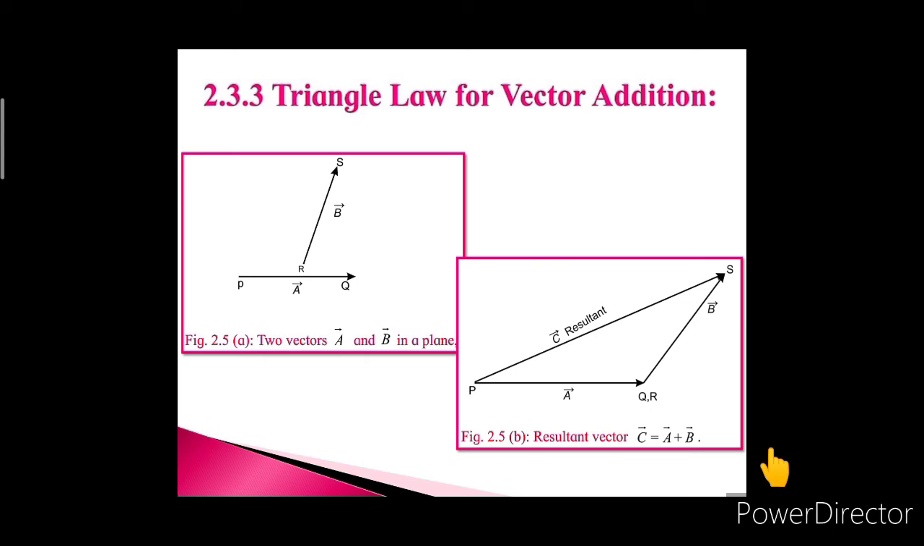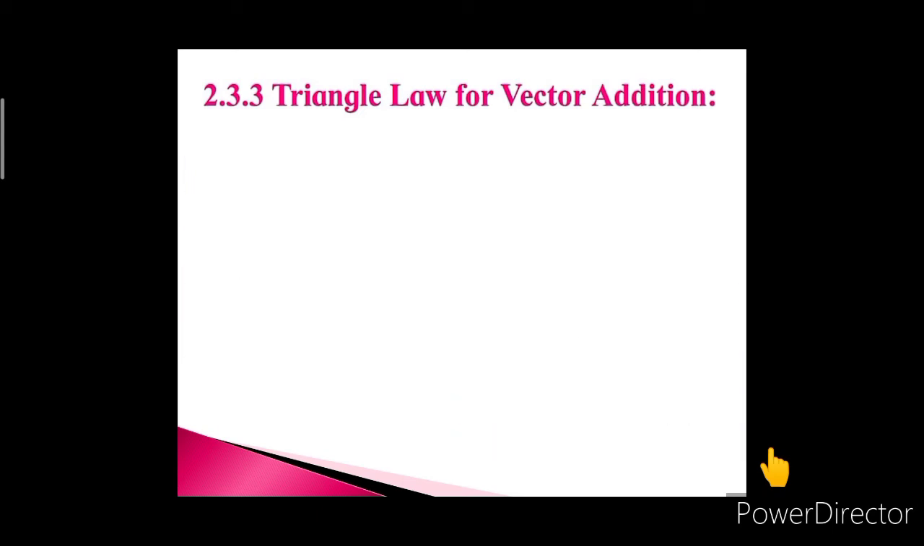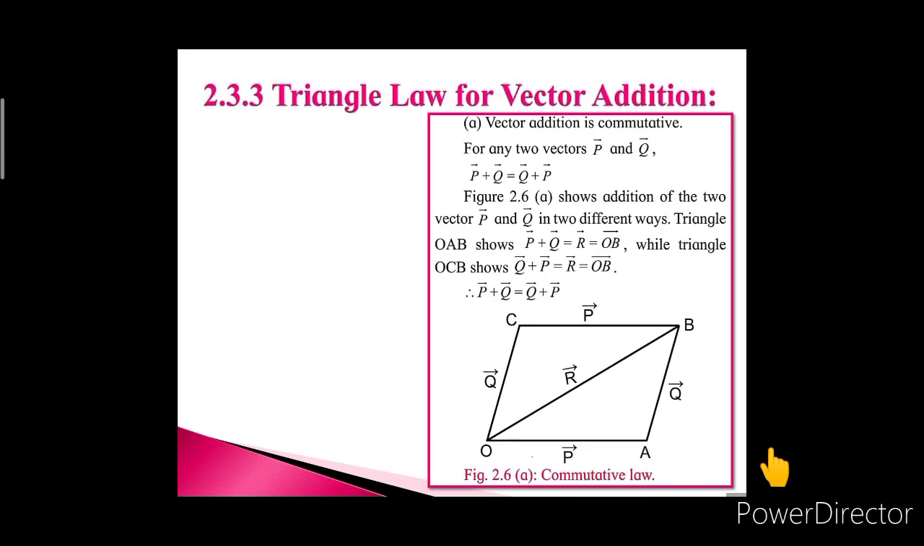Now we can use the triangle law of vector addition to show that vector addition is commutative and associative. Let's see how we can show that vector addition is commutative. For any two vectors, vector P and vector Q, we can write vector P plus vector Q and vector Q plus vector P, and they are equal.